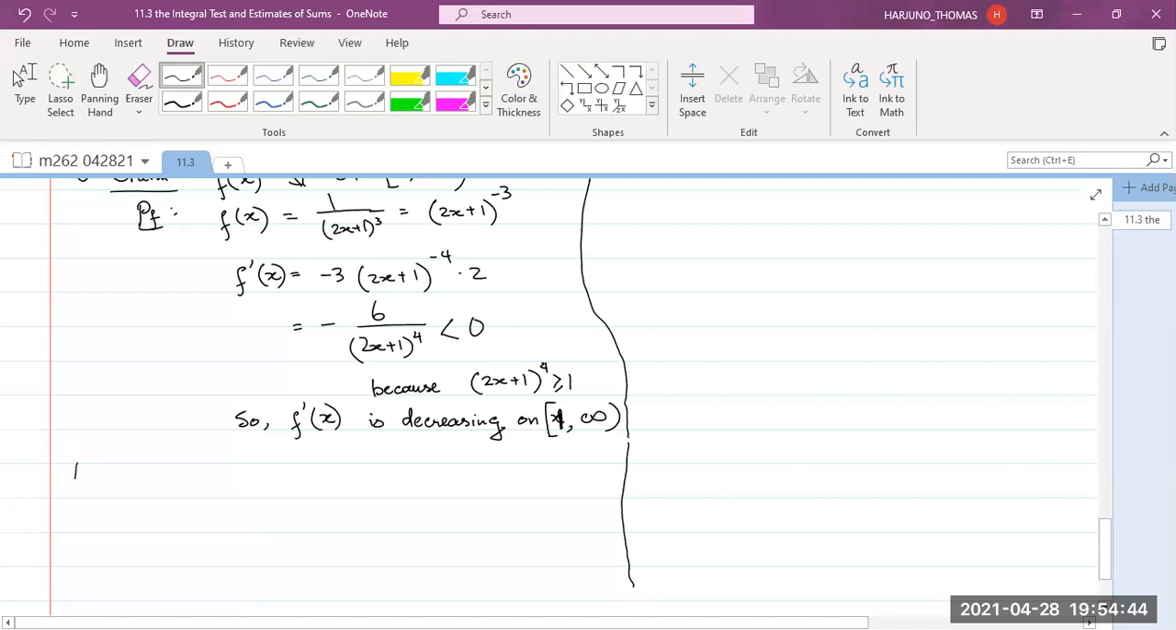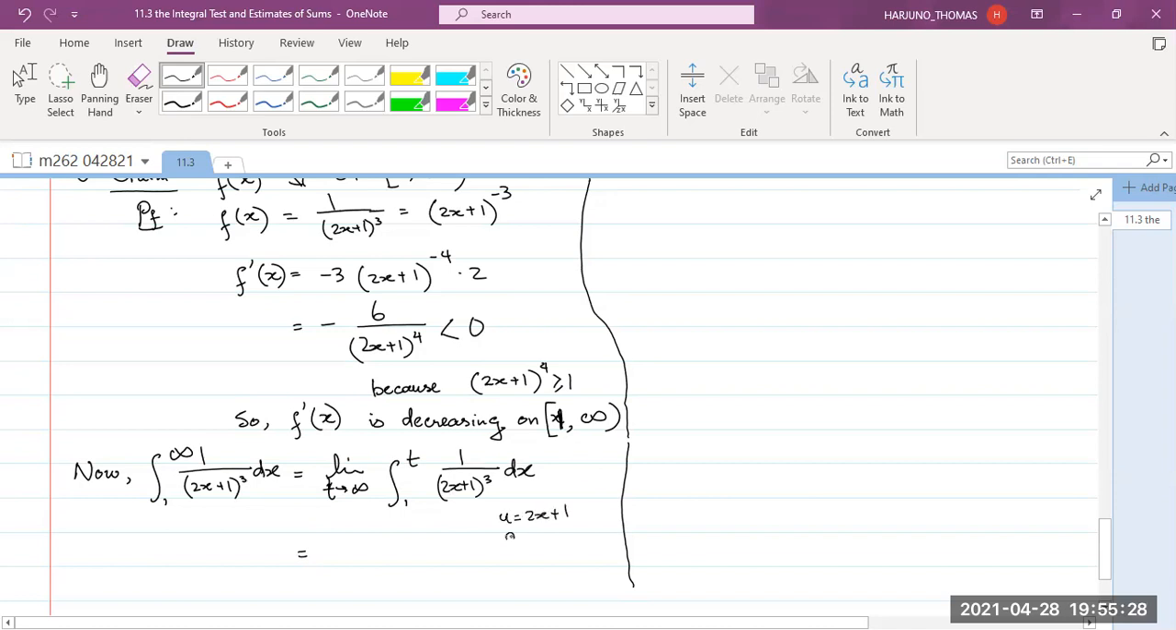Now the integral from 1 to infinity of 1 over (2x plus 1) cubed dx is equal to what? That's the limit as t goes to infinity of the integral from 1 to t of 1 over (2x plus 1) cubed dx. That's why we learned this first, right? In the previous sections. Chapter what? Chapter 8 maybe? And then we do u substitution. So du is 2 dx, right? So limit as t goes to infinity of, this is 3, this is 2t plus 1. And we will get u to the power of negative 3, du over 2.